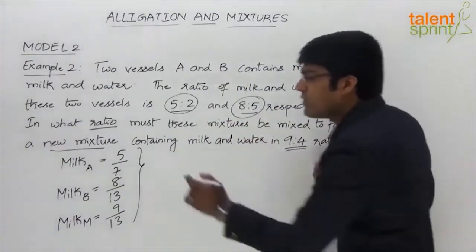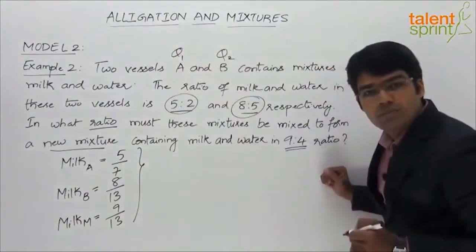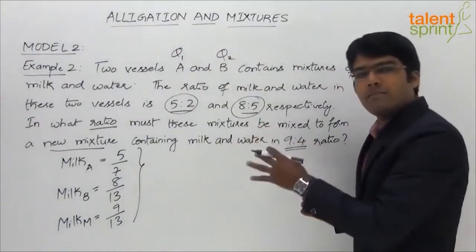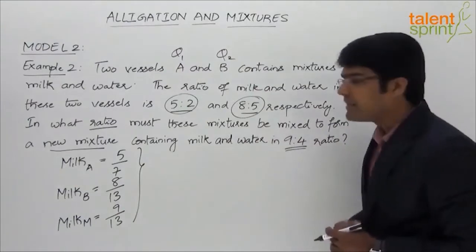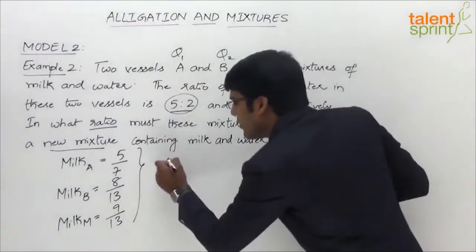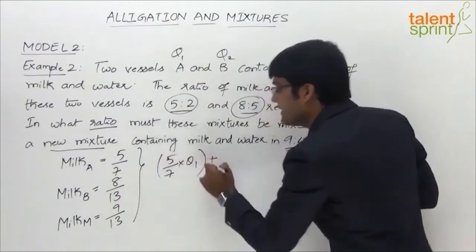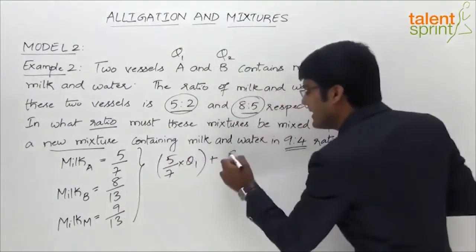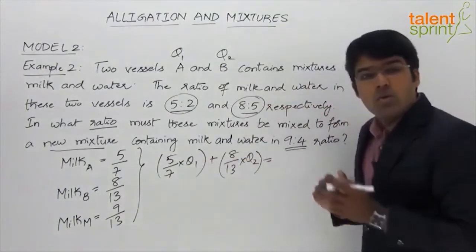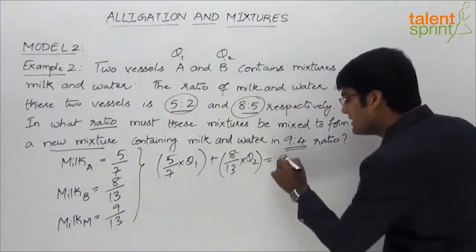Let's assume that the quantity of vessel A is Q1 and quantity of vessel B is Q2. All we need to do here is balance the total quantity of milk in vessel A and vessel B with the total quantity of milk in the final mixture. Now we know that in vessel A the strength of milk is 5/7. So we can say the quantity of milk in vessel A is 5/7 into Q1 plus the quantity of milk in vessel B will be 8/13 into Q2. This should be equal to the total quantity of milk in the final mixture.